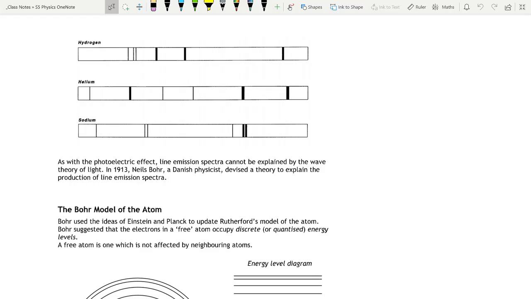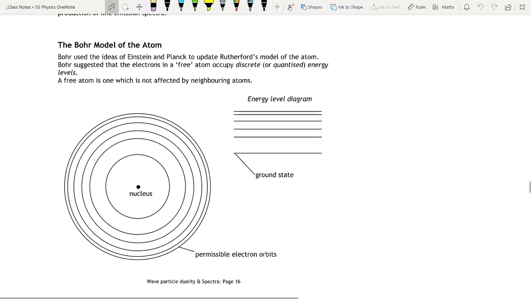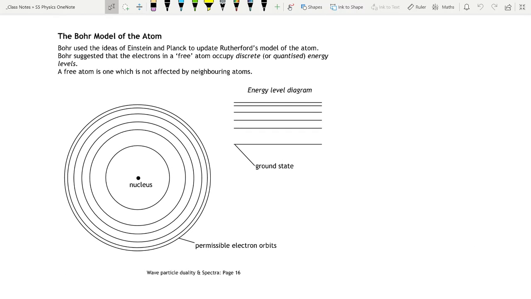In 1913, Niels Bohr, a Danish physicist, devised a theory to explain the production of line emission spectra. You might talk about this briefly in National 5, but it wasn't in the National 5 curriculum, though it is in the Higher curriculum. So you might have talked about Bohr's atom and how he realized where the electrons were positioned in atoms.